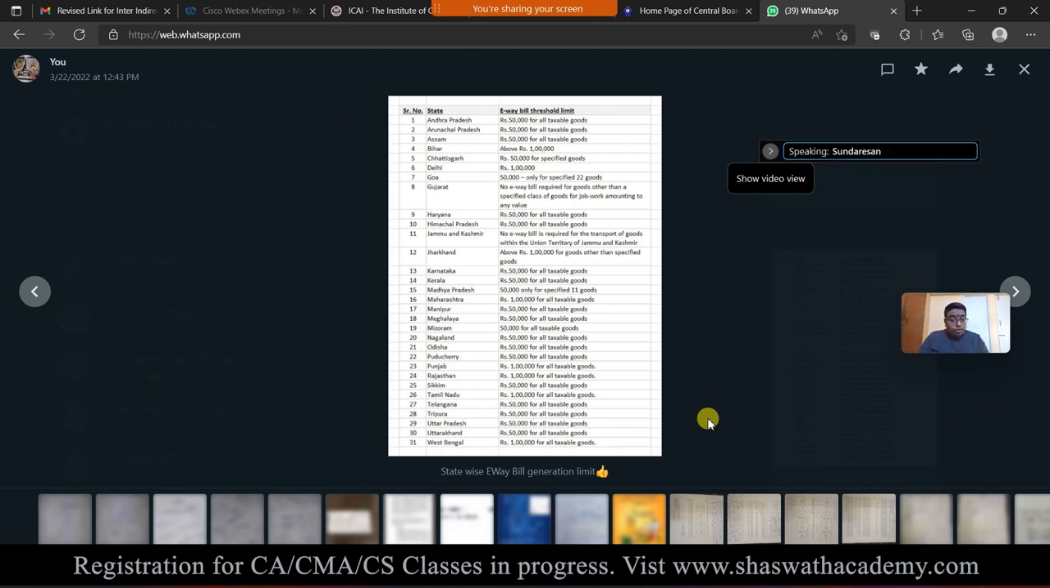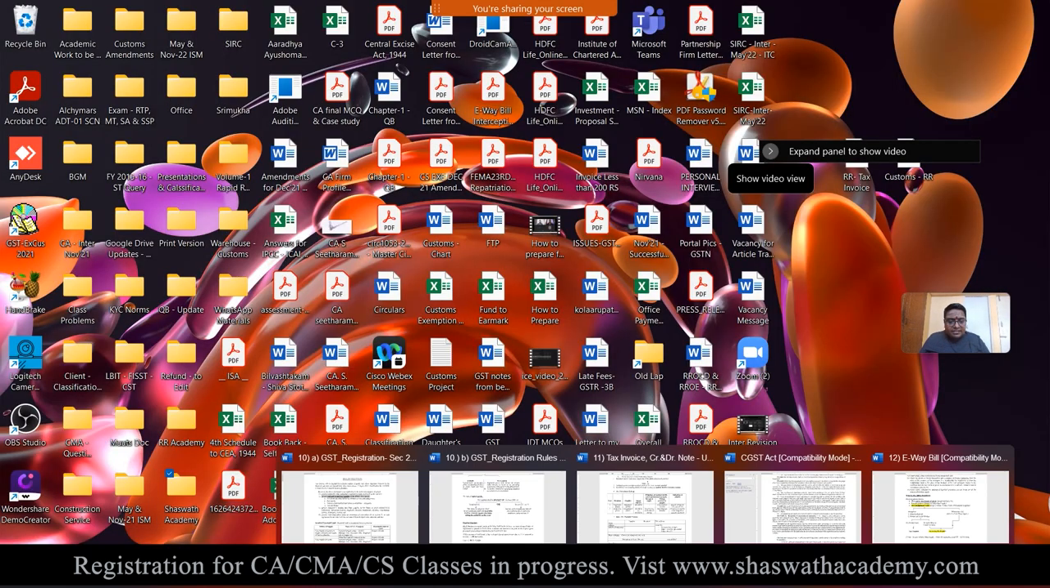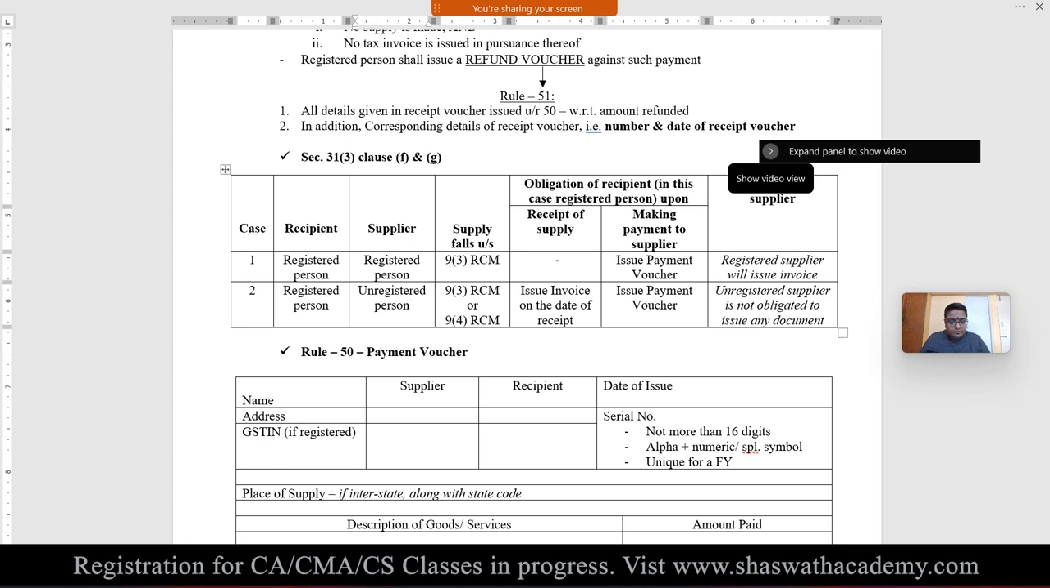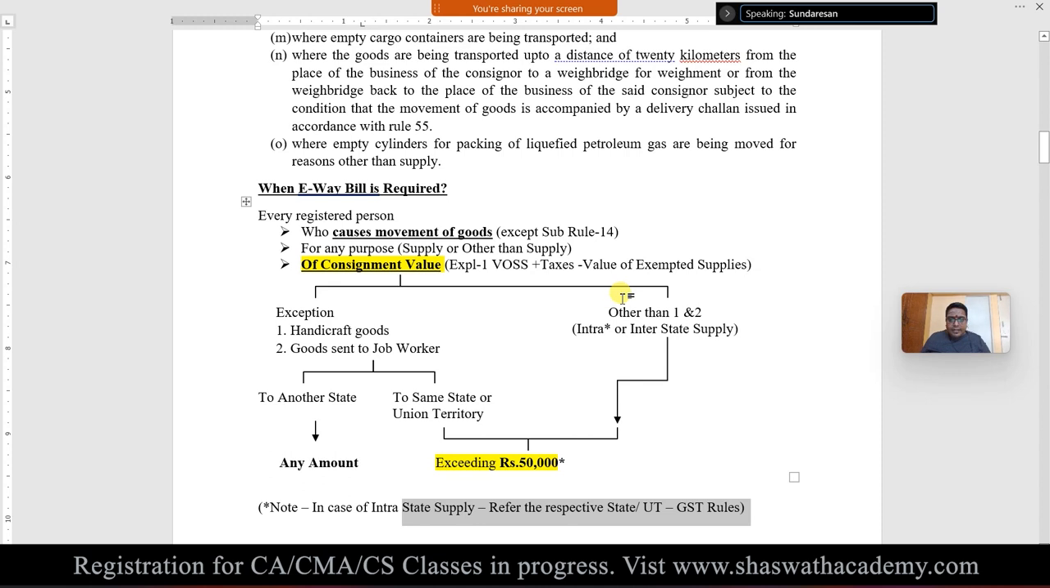Yes, sir. And did you note everywhere what we mention when we circulate to our clients? 50,000 rupees for all taxable goods. And that amount of 50,000 or 1 lakh is not the value of goods. That is consignment value. Are you all with me, my dear? Is it clear? Yes, sir. Now let's proceed, my dear.